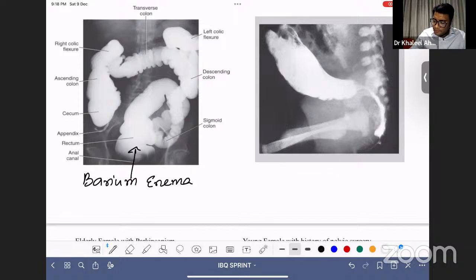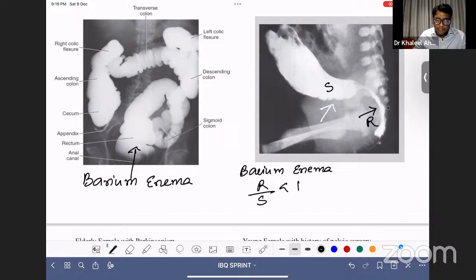What about this image? What is this barium enema study showing? This is also a barium enema. And what does this barium enema image show you? Which part is constricted? The rectal area is constricted. If you look at the sigmoid colon and compare it with the rectum, right? The rectosigmoid ratio is less than 1. This must be suggestive of which condition? The rectum is much more constricted than the sigmoid colon. This is Hirschsprung's disease, right? You have a rectosigmoid ratio less than 1.